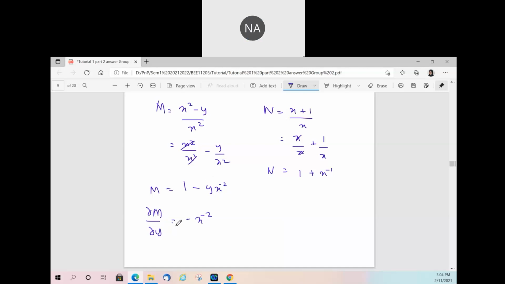So del m over del y is minus x kuasa minus 2. Then this one is del n over del x. Equals to, you differentiate 1, you get 0, kan? You differentiate x minus 1, you get negative x power negative 2. So now you can see that del m over del y equals to del n over del x. So this is the exact equation.